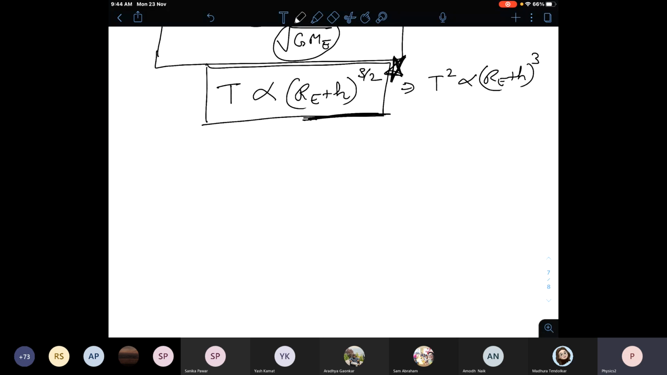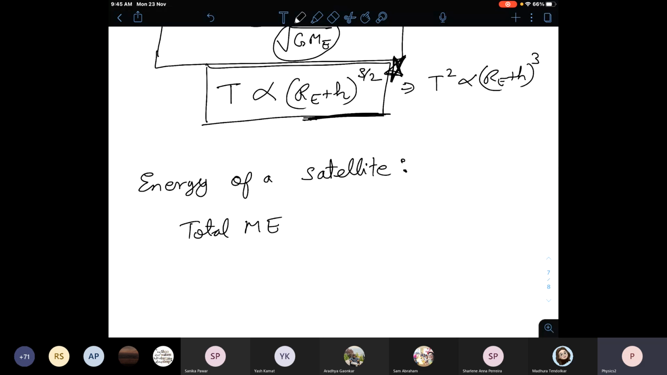So, energy of a satellite. What is the energy of a satellite? Energy of a satellite means the total mechanical energy of the satellite we are talking about. I want to calculate the total mechanical energy of my satellite. So the total mechanical energy of the satellite can be written as potential energy plus kinetic energy. Simple.